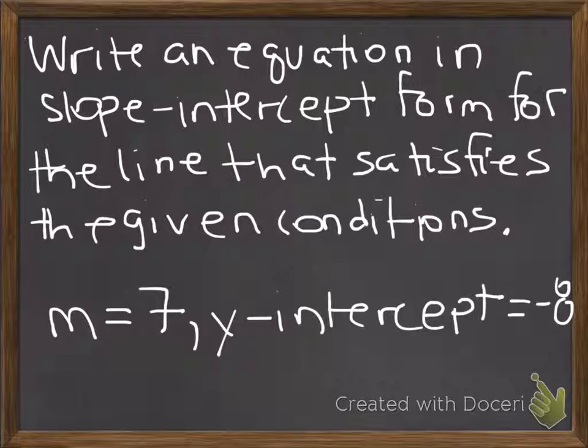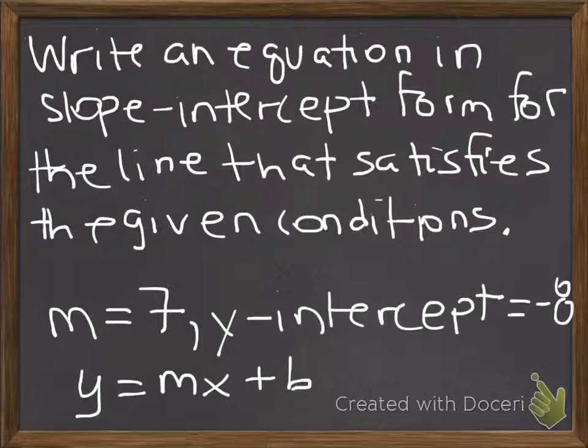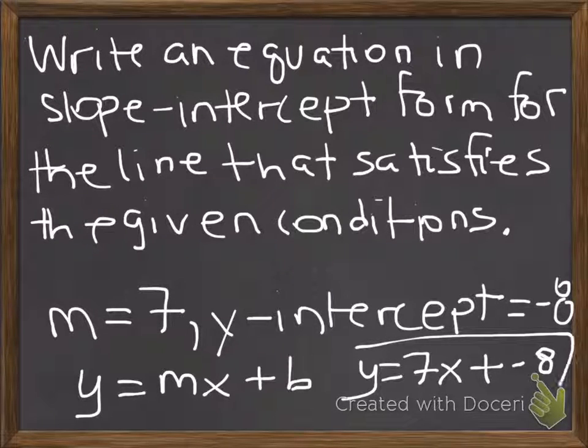Now we need to write an equation in slope-intercept form. So if they give us the slope and the y-intercept, slope-intercept form, y equals mx plus b. M is your slope, so we put in 7, and then we put in -8 for your y-intercept, so it's plus -8. So this would be your equation.